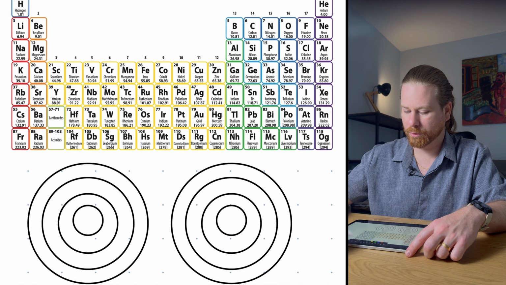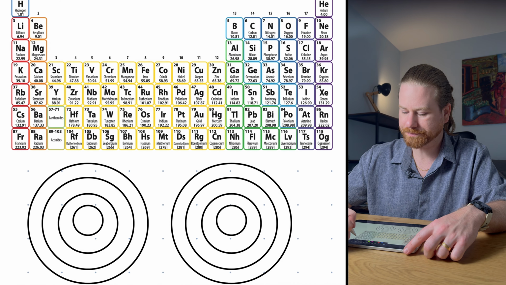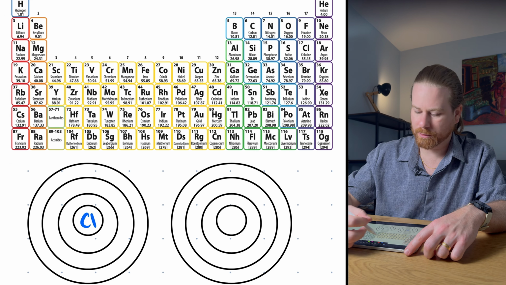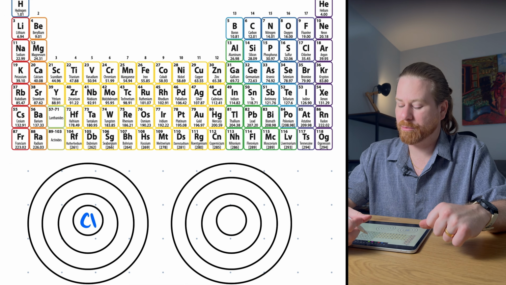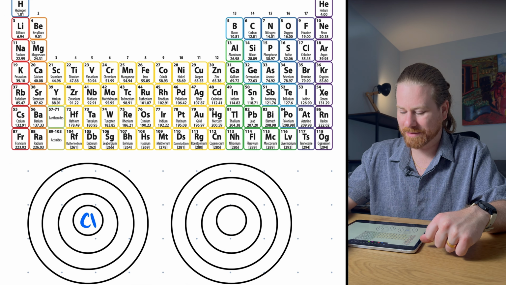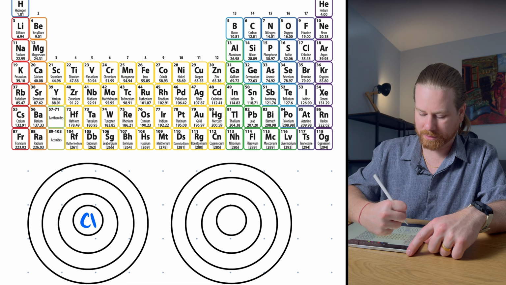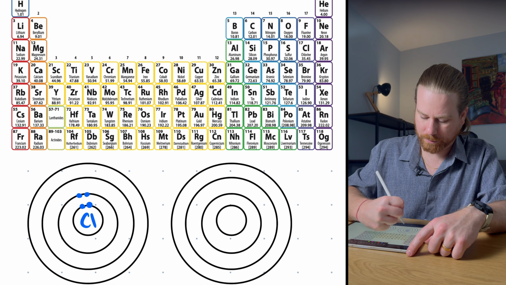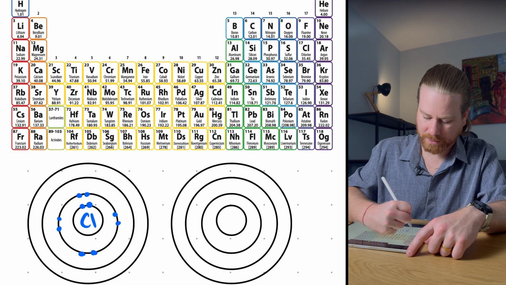So let's go for chlorine first of all. Chlorine has 17 positive protons, so therefore it's going to have 17 negative electrons. So let's go. 1, 2, 3, 4, 5, 6, 7, 8, 9, 10, 12.